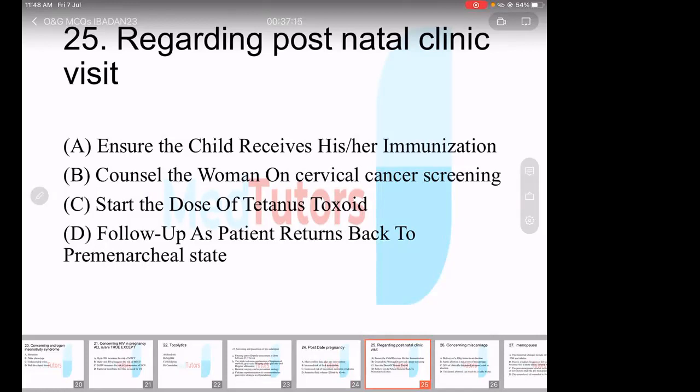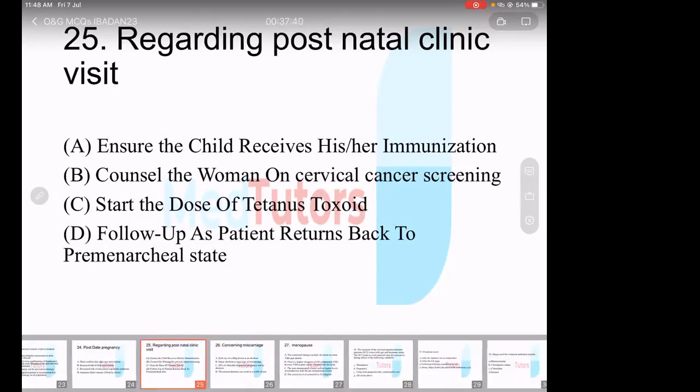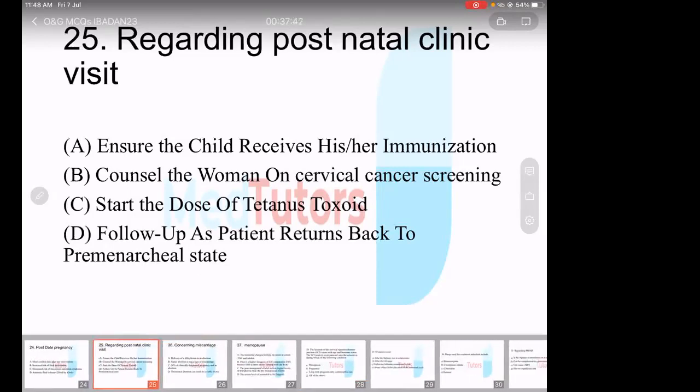Then B, counsel the woman on cervical cancer screening. This is not on the first postnatal visit. It's when you are discharging the woman from the postnatal clinic, that's when you will counsel her to have a pap smear. Then C, start dose of tetanus toxoid. No. Then D, you follow up patient as patient returns back to premenarcheal state. Of course, that is not correct. So the correct answer here is A, you ensure that the child receives his or her immunization.